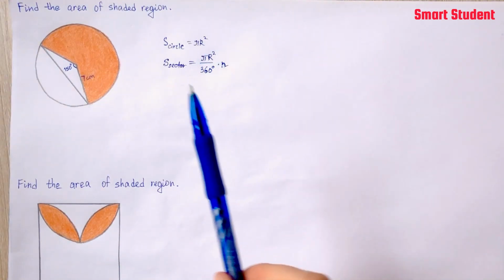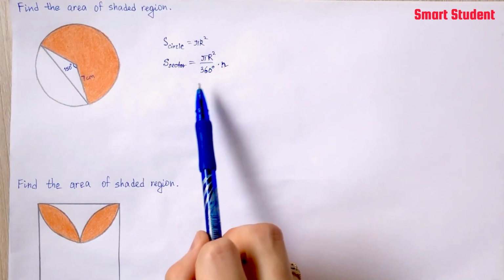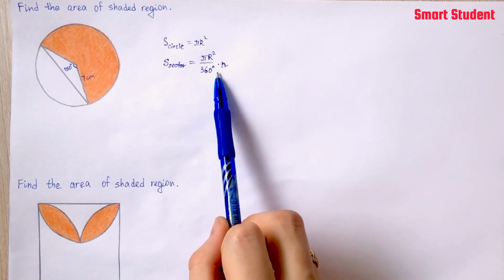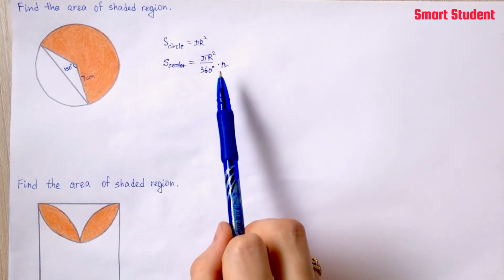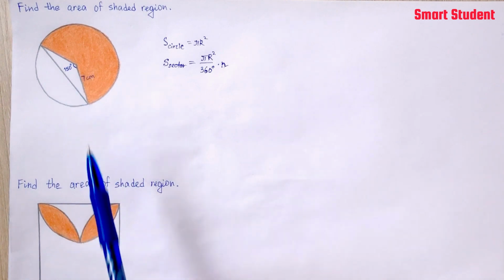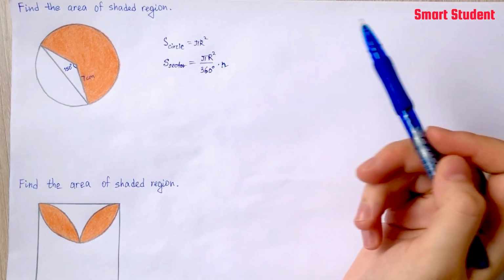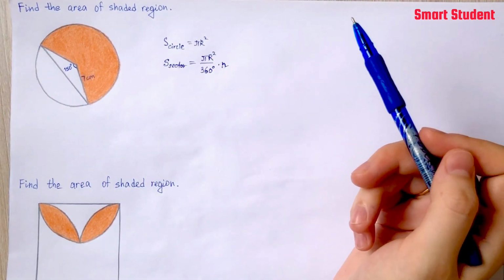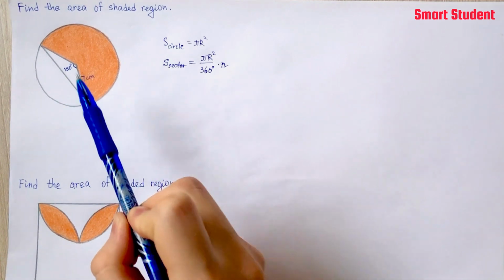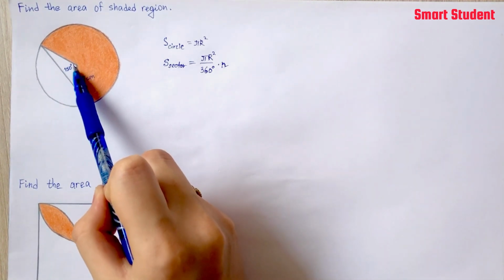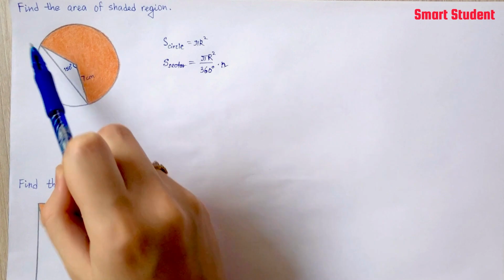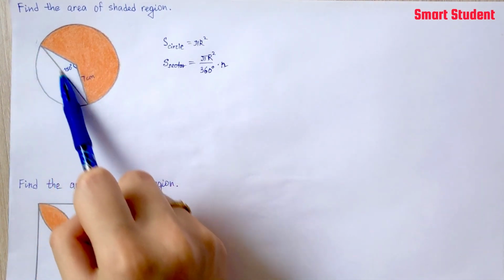πr², and the area of the sector, πr² divided by 360 degrees and multiplied by n. n here is the degree of the angle. We need these two formulas to solve our task. And also we have our radius, we have the angle of this sector, which is not shaded. This area is our segment.